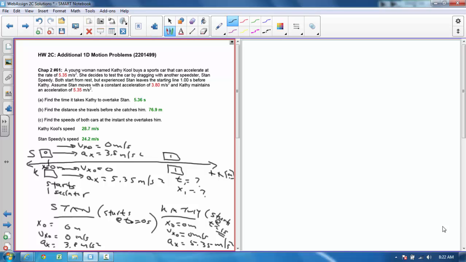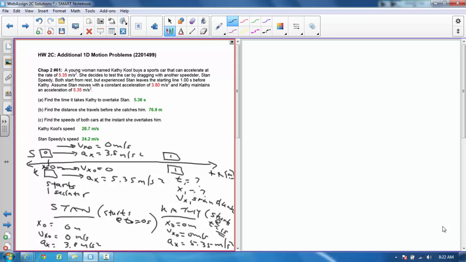Anything else? Speed. We want to find the velocity of Stan, Vx1 for Stan, and Kathy. These two positions are going to be the same. Are the velocities going to be the same? I would expect that she's going to be flying by him, so she's going to be going faster, right? Because she's a better driver.